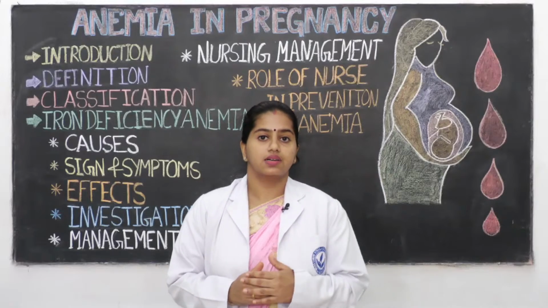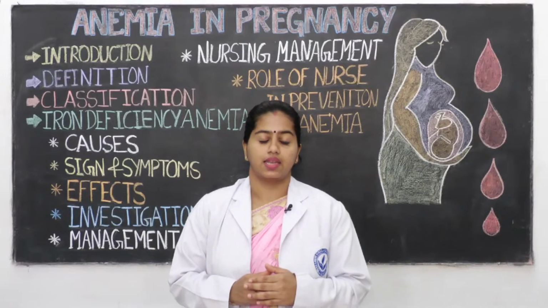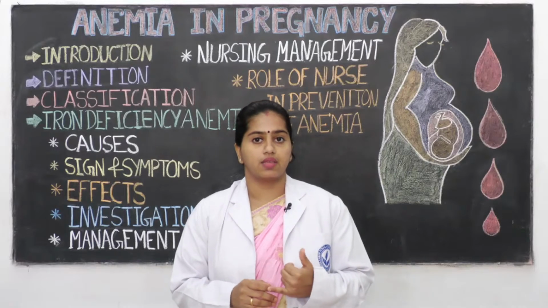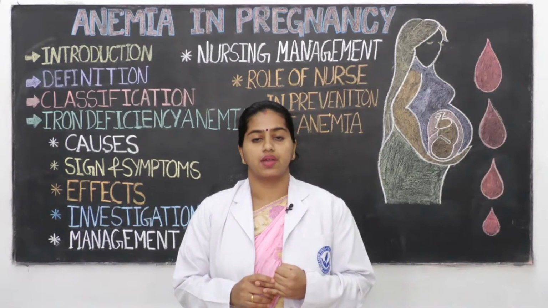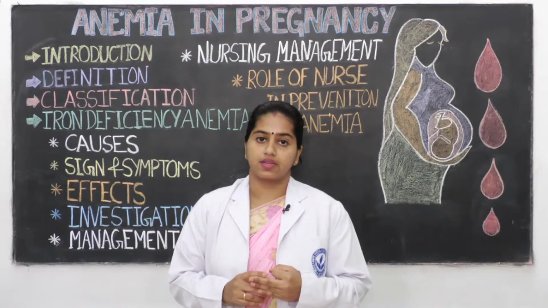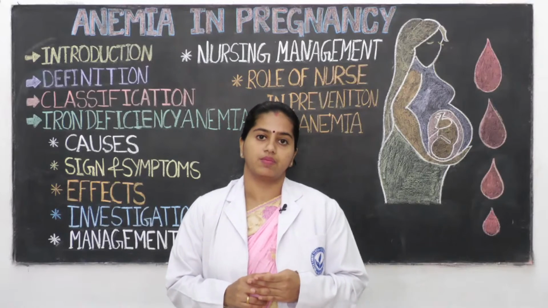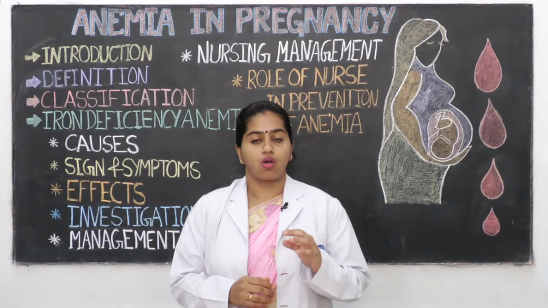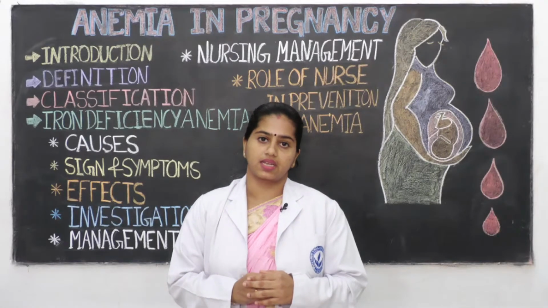Another one is folic acid deficiency anemia, then vitamin B12 deficiency anemia and protein deficiency anemia. So these are the different types of deficiency anemia: iron deficiency anemia, folic acid deficiency anemia, vitamin B12 deficiency anemia, protein deficiency anemia. These are the commonest deficiency anemias we can see during pregnancy.